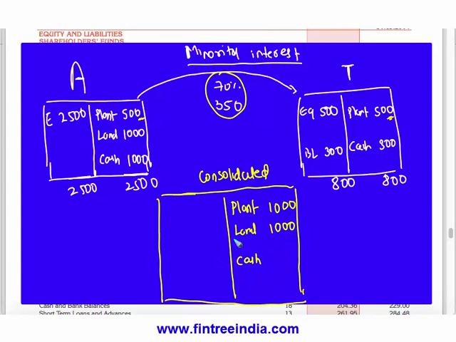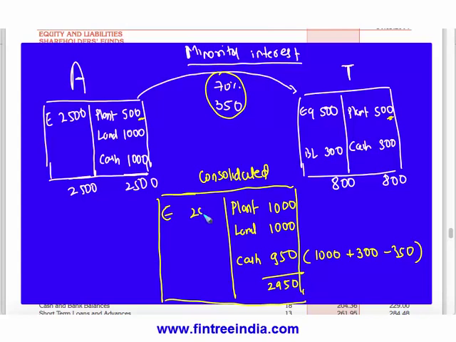Cash, now see what happens in cash is, your original cash was 1000, then your subsidiary's cash is 300, but you paid 350 towards acquisition to the shareholders of company T. So your cash now would become 950. Total of the balance sheet would be 2950.